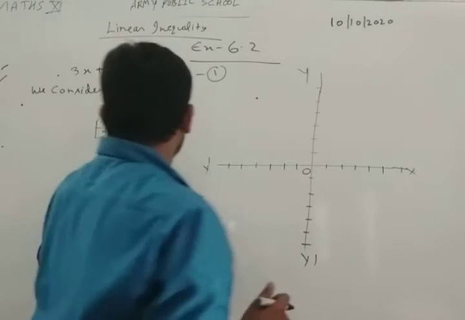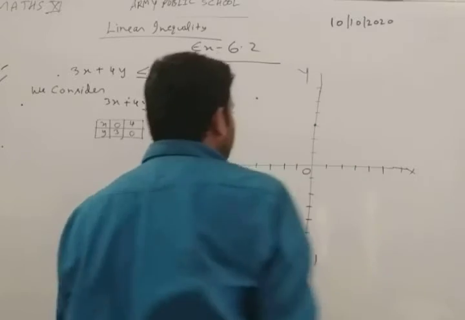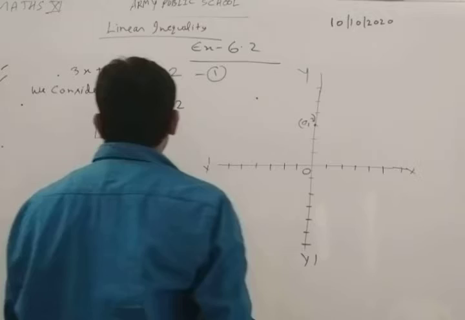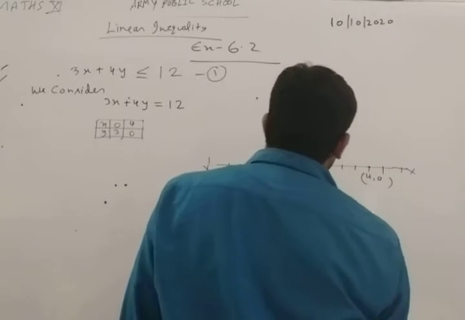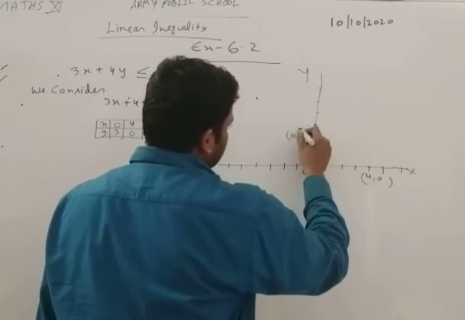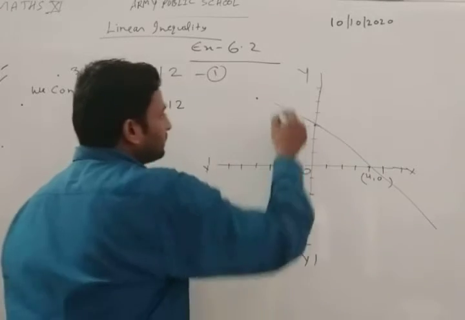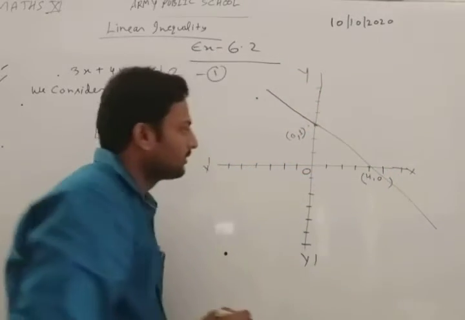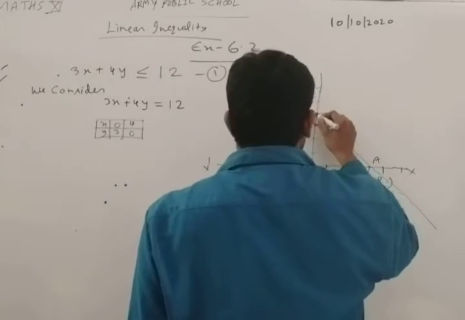Now our points are 0, 3 and 4, 0. So 0, 3 will lie here, and 4, 0 lies here. So we can draw the line joining these 2 points. We get the line. This is point A, this is point B.